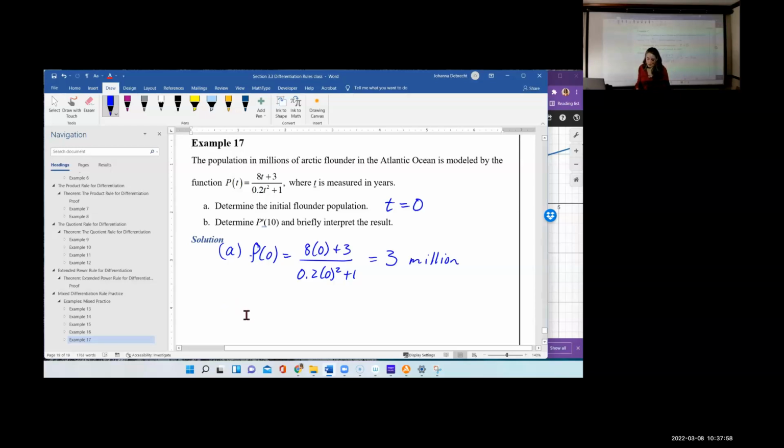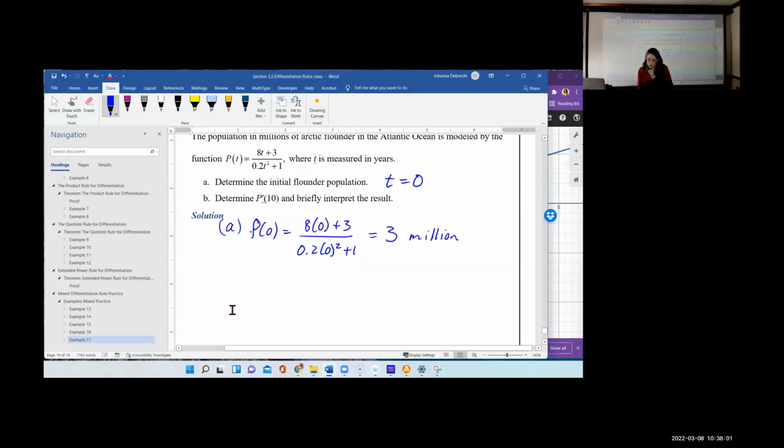Now we want to see how many there are 10 years later, and then we also want to see what the rate of change is in 10 years. So 10 years later, P of 10 would represent how many flounder there are in 10 years.